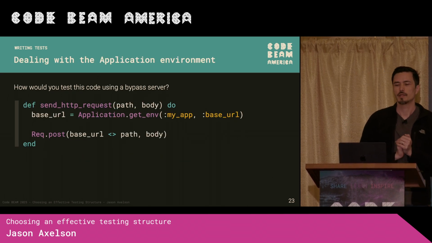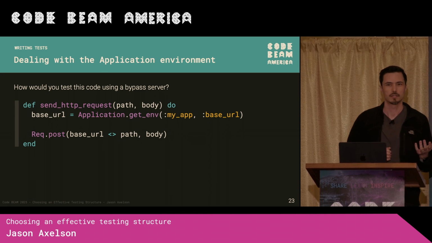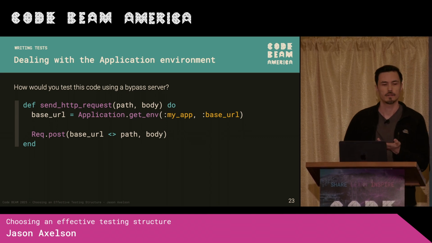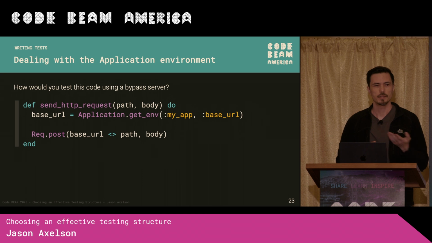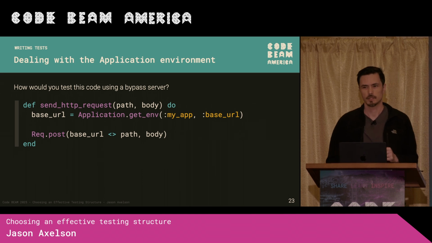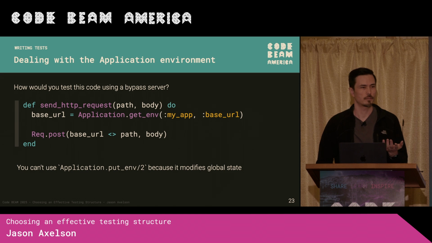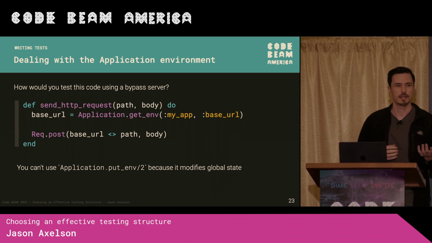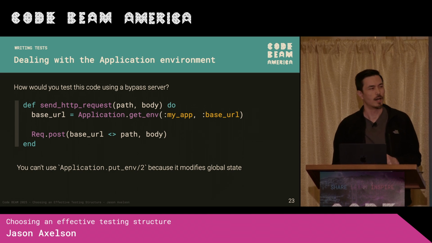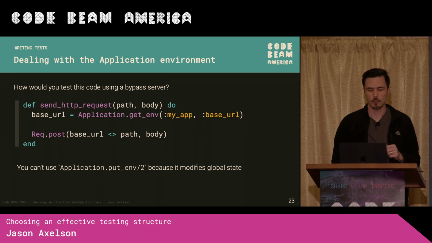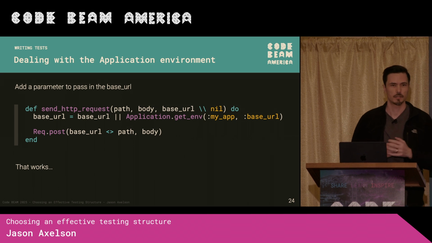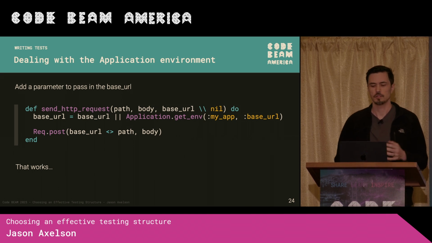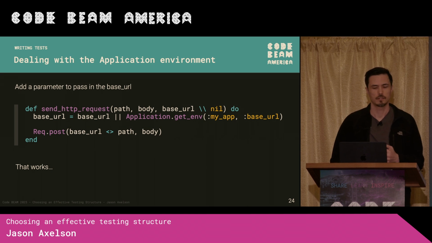So how can we now test this little bit of code using a bypass server? We have our function. It receives a path and body of where we're going to send some HTTP request to. But it's getting the actual base URL, which is where we need to get that bypass port into, from the application environment. One thing we could do is use Application.put_env, but that would mean that our test is now not async safe because application environment is part of your global state. So first, one common recommendation is to pass that base URL to your function as an argument. When that base URL is passed, then you use it. Otherwise, you're falling back to whatever is in your application environment.